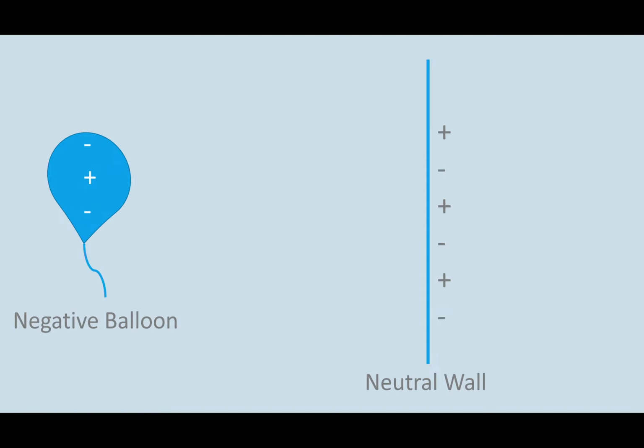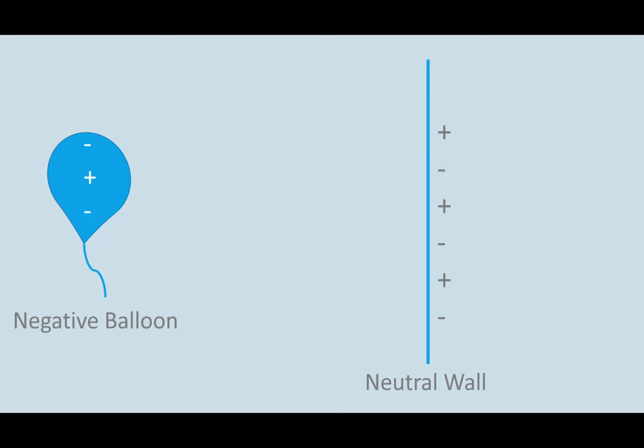So here we have a negative balloon and a neutral wall. The negative balloon is going to come close to the neutral wall, and what's going to happen is that because the negative balloon has more electrons, it's going to push those electrons, or those negative charges, away in the wall. So that's going to leave the surface to be mostly positive because the negative charges have been pushed away.